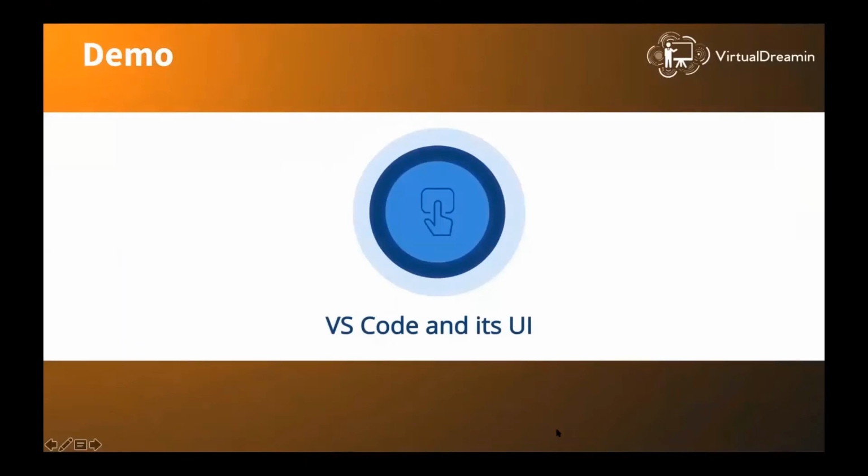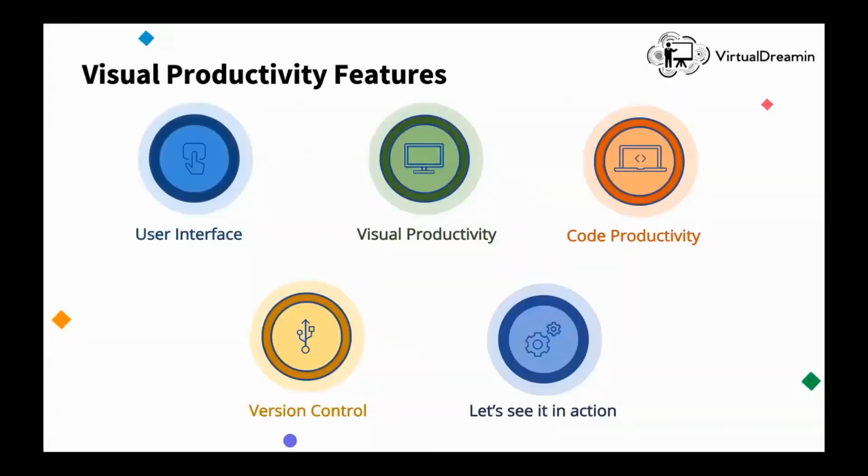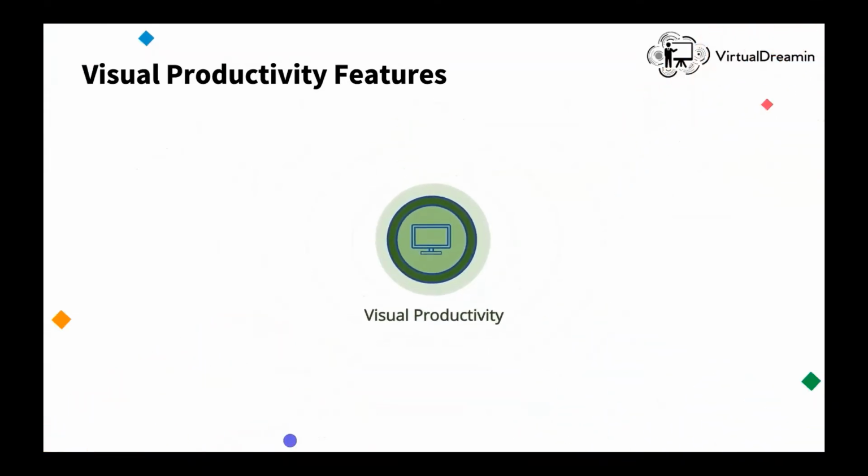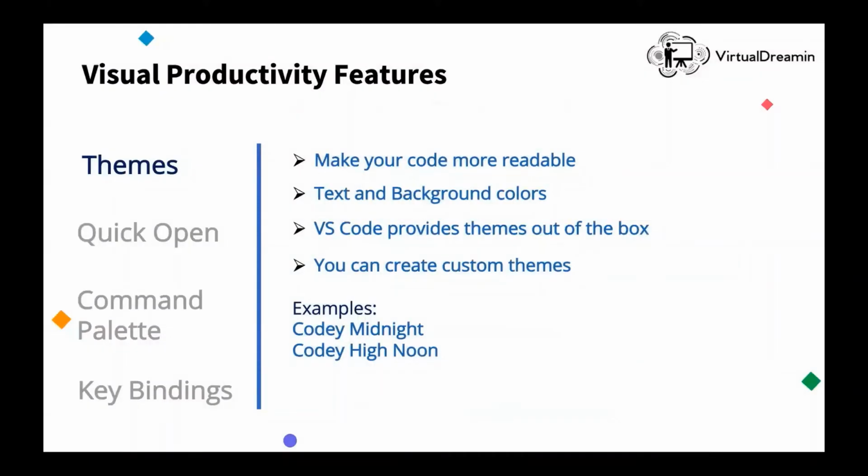So here I'm in different features that I have. So the next feature which we are going to talk about is visual productivity. Visual Studio Code provides various options for visual productivity. The first one, which I like most, is the themes. This is with which you can set your text and background colors in your developer environment. So for any developer, it should be very convenient to develop the applications. So that's where you can set the themes.